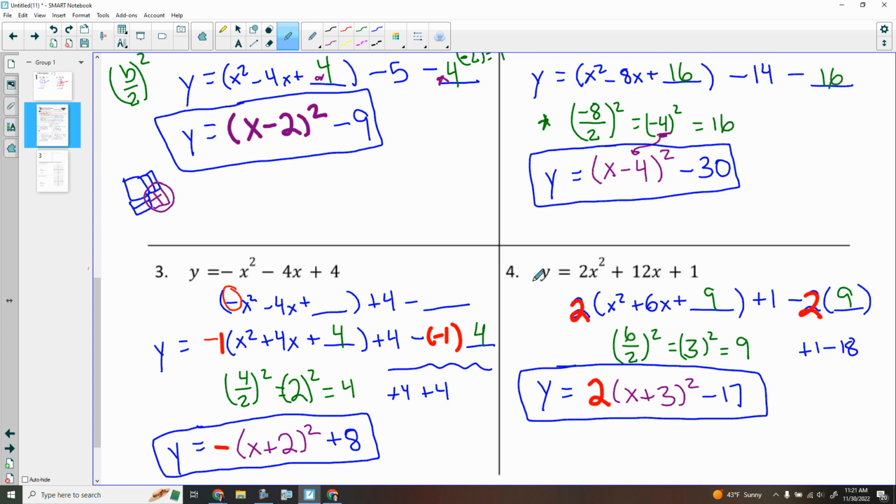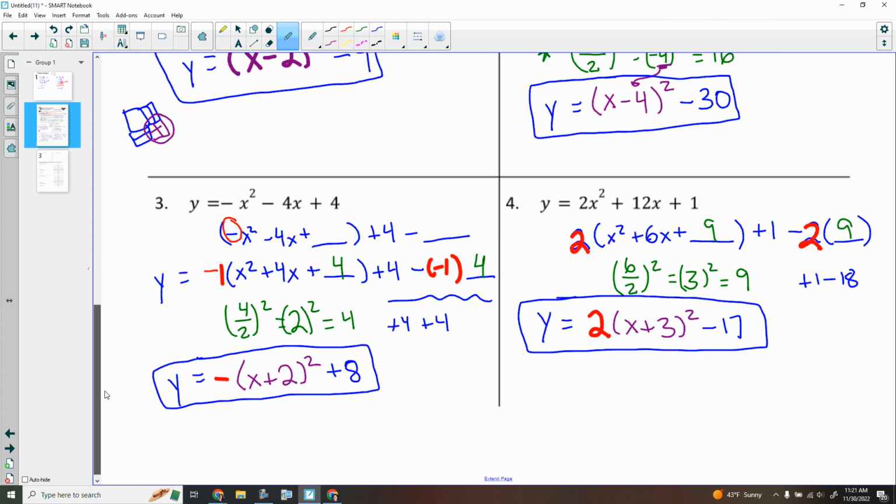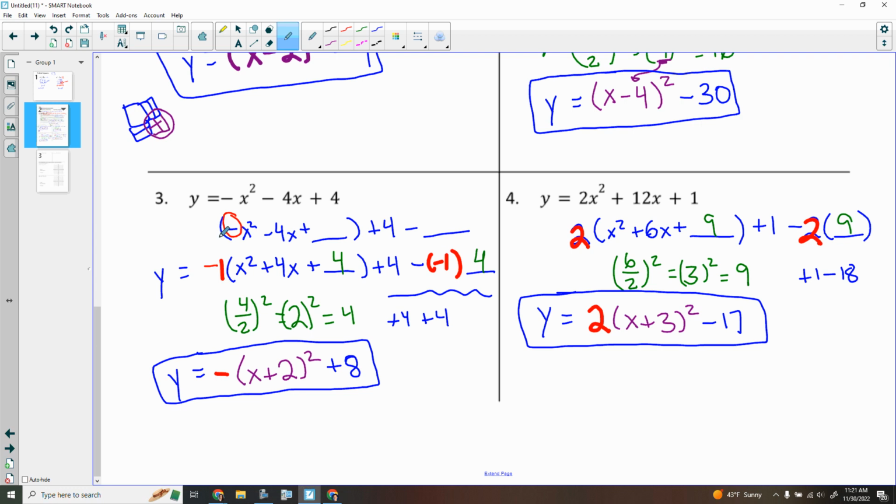All right, and some of you might be wondering, why do I need to know about this? So I'm going to tell you a couple of things. One, this is just extra. You can add it if you want into your notes. But one, it's much easier to graph when you're in vertex form.